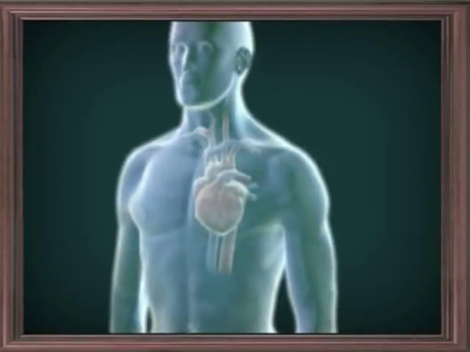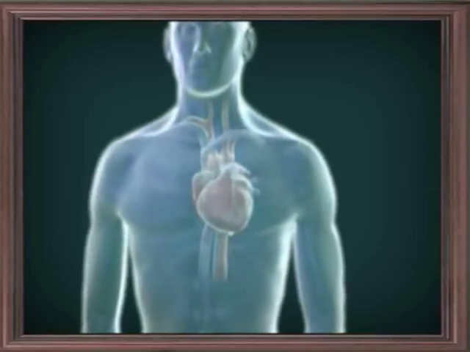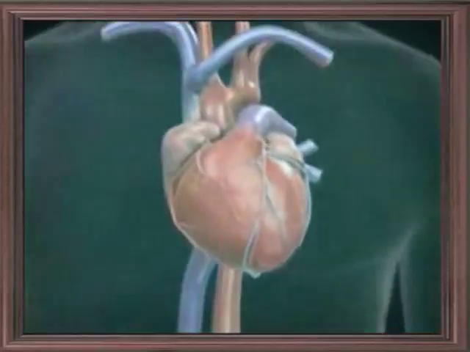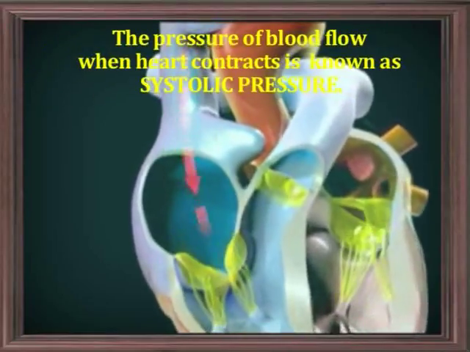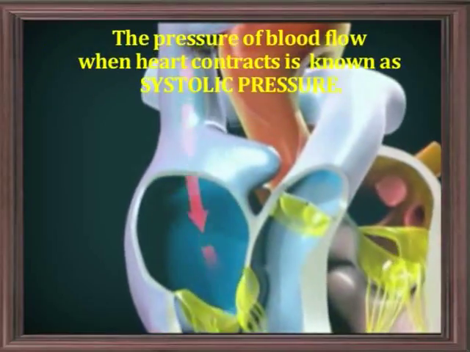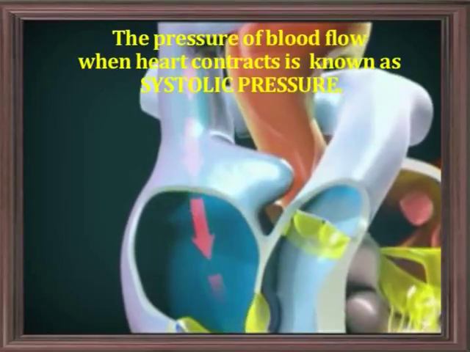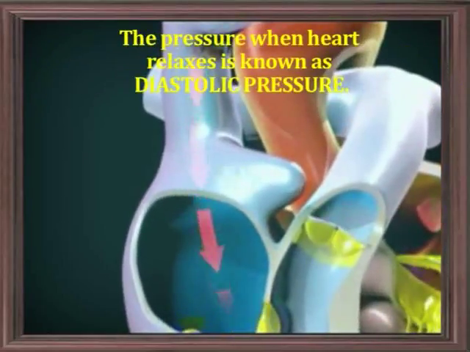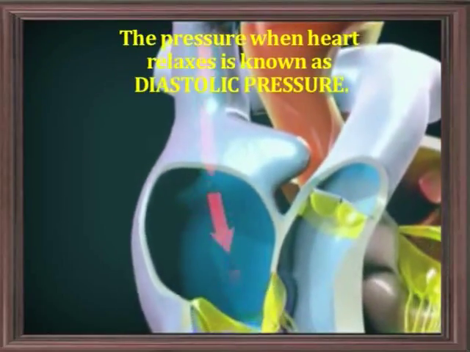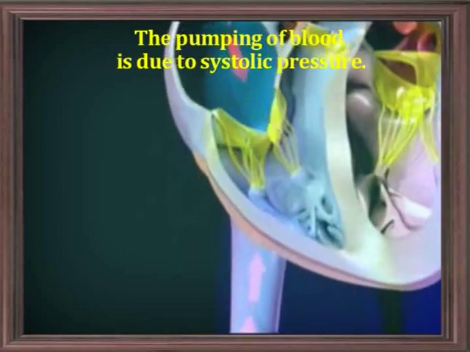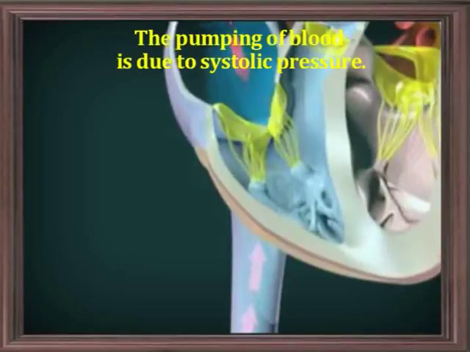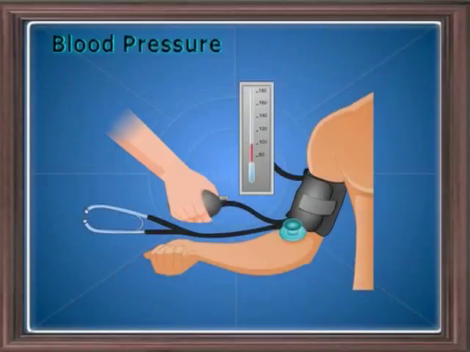Due to pumping of blood by the heart, blood flows in the arteries at a certain pressure. The pressure of blood flow when heart contracts is known as systolic pressure and the pressure when heart relaxes is known as diastolic pressure. The pumping of blood is due to systolic pressure. The rate of blood pressure varies according to age.